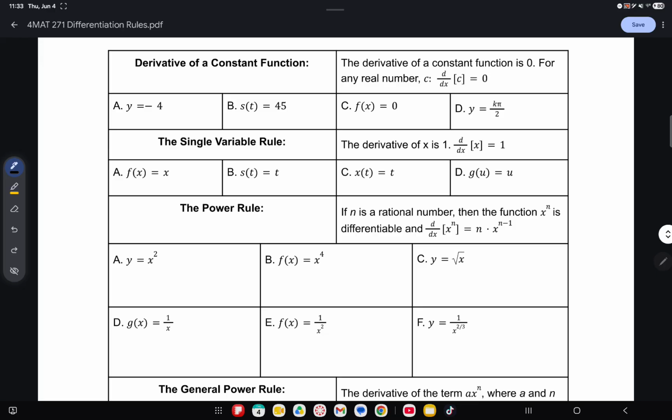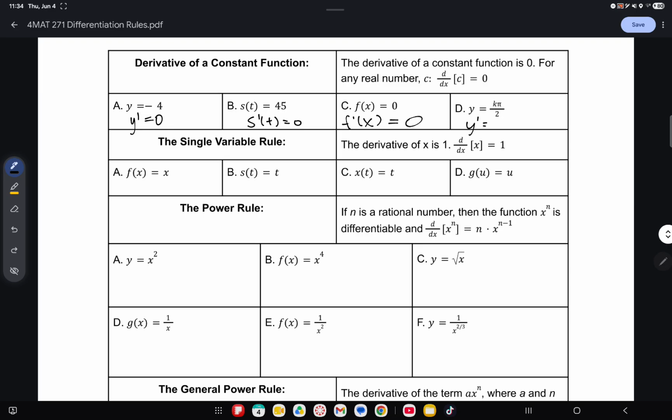So the derivative of a constant function is just going to be 0. It doesn't matter what number it is, the derivative is going to be 0. So y equals -4. Well, y prime is going to be 0. Or s of t equals 45. So s prime of t is going to be 0. f of x equals 0. 0 is still a number. So if I do the derivative, f prime, it's still going to be 0.